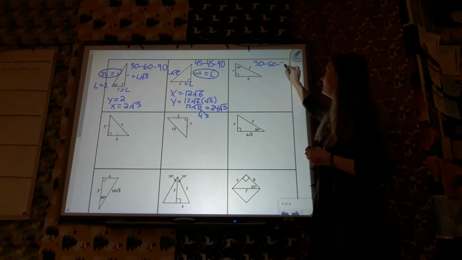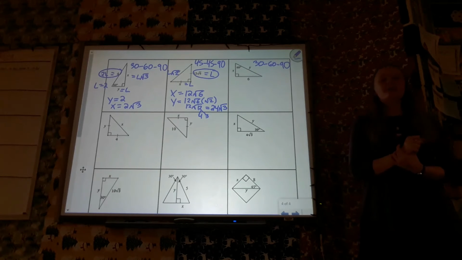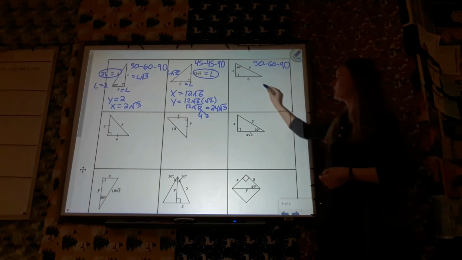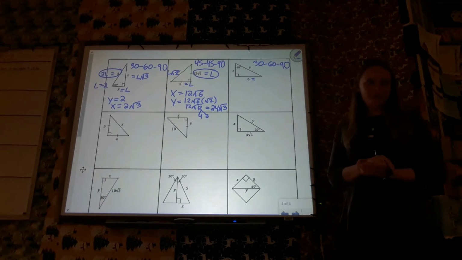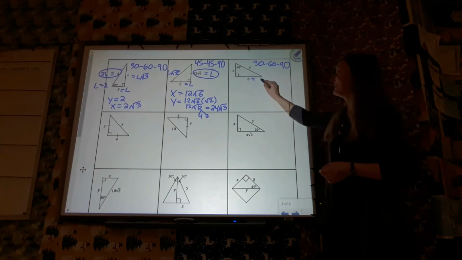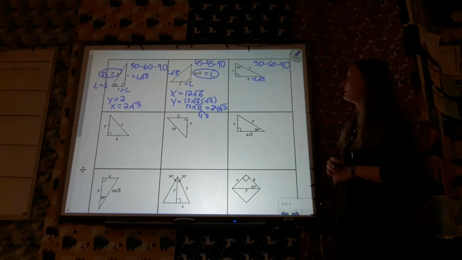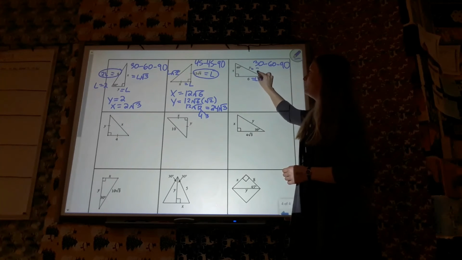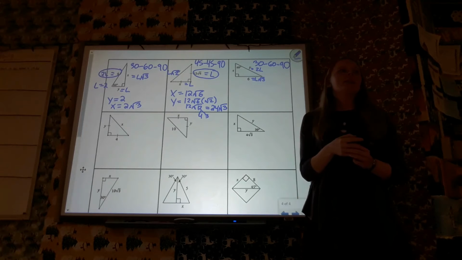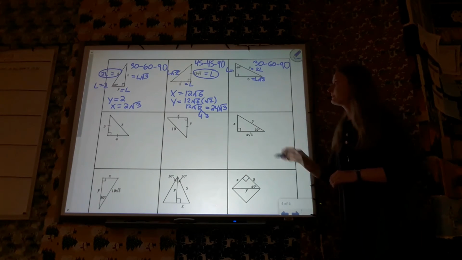30, 60, 90. Alright, what's the rule for the side labeled with 6? Without looking. It's L root 3. What about the side labeled Y? 2L. And the side labeled X? L. Alright, which one of these am I going to circle? 6.